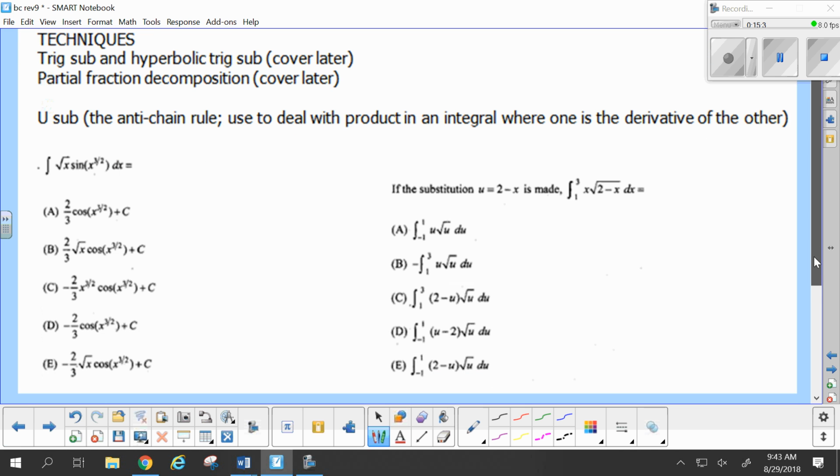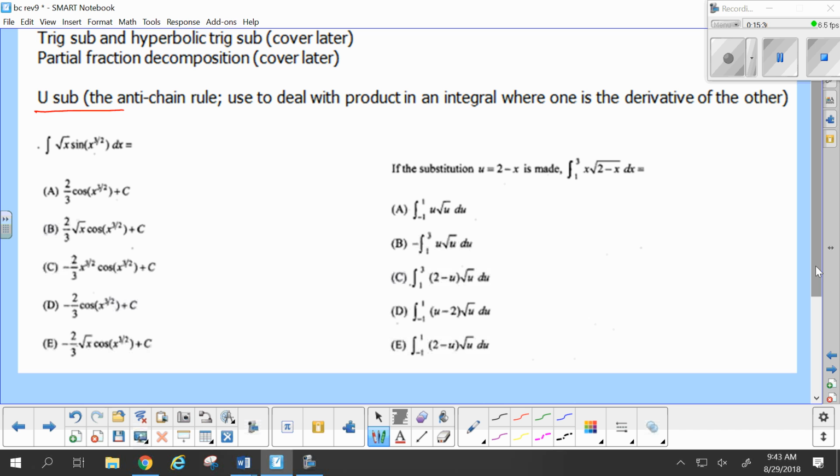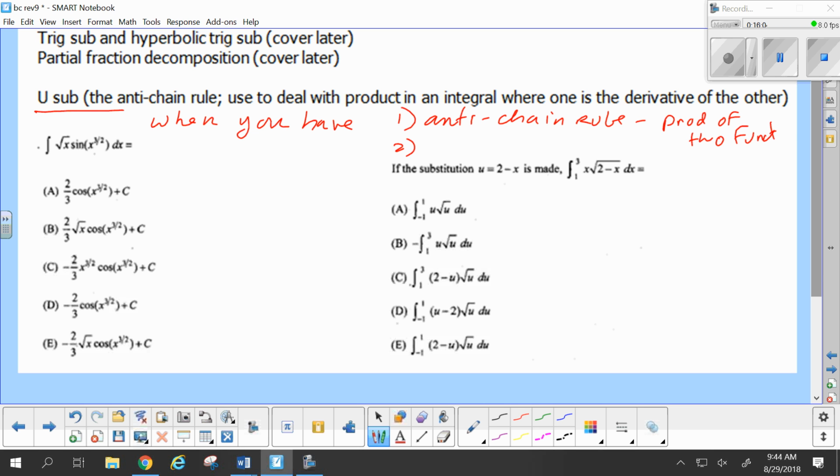So check this out. USUB. USUB is used when you have one of 2 possible solution cases. The case that it's used for 90% of the time is the anti-chain rule case, where you have a product of 2 functions. Chain rule gives you a product, derivative of the outside times derivative of the inside. So when you see that in an integral, it's maybe undoing a chain rule.